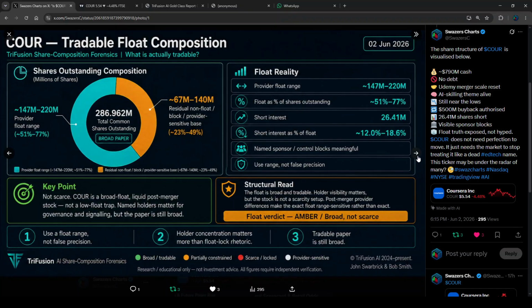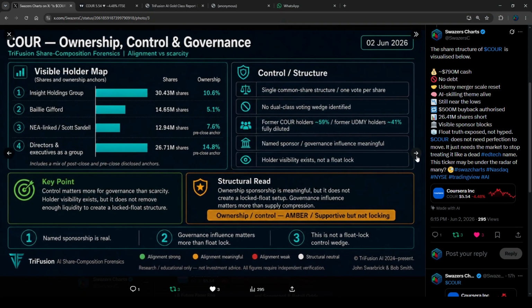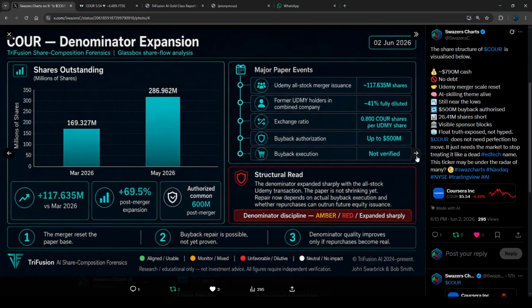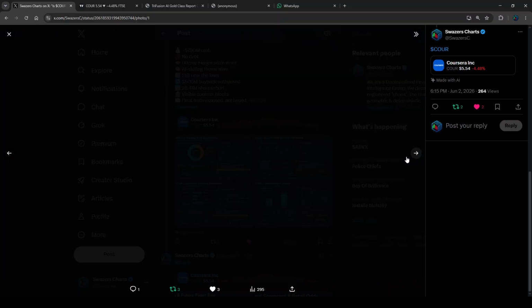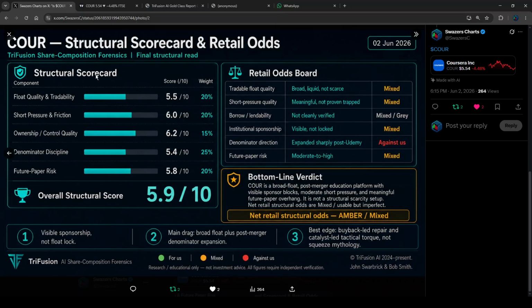And we have done some visualizations of the denominator, which is the share composition, and it scored, according to our scoring, pretty decently, 5.9 out of 10, which is pretty good. It's not perfect, of course, but from a structural perspective, all things considered, we like the look of it.